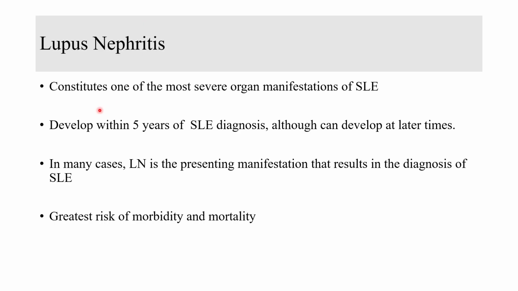So lupus nephritis constitutes one of the most severe organ manifestations of SLE. It develops within 5 years of SLE diagnosis, although it can develop at later times. In many cases, the patient presents with lupus nephritis. After that, we work up for SLE and then make the diagnosis of SLE. So in many cases, lupus nephritis is the presenting manifestation. There is greatest risk of morbidity and mortality.